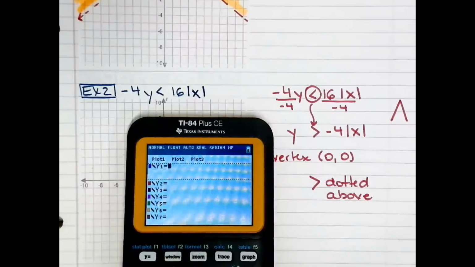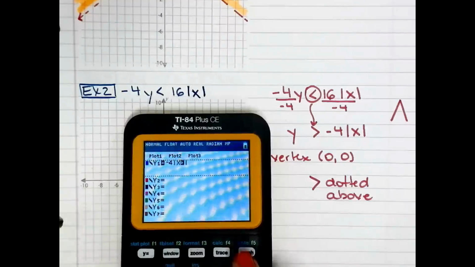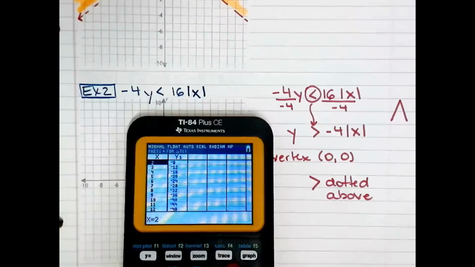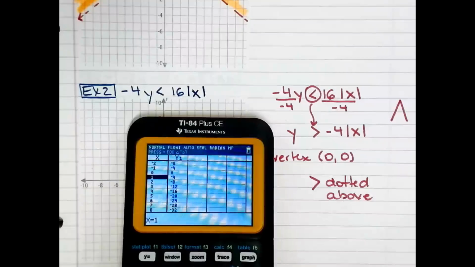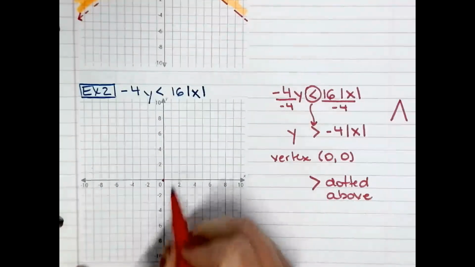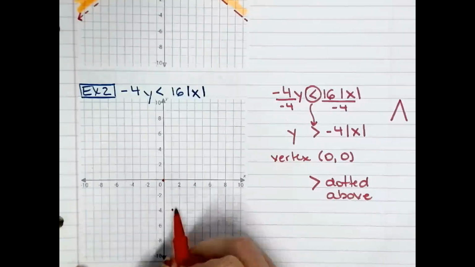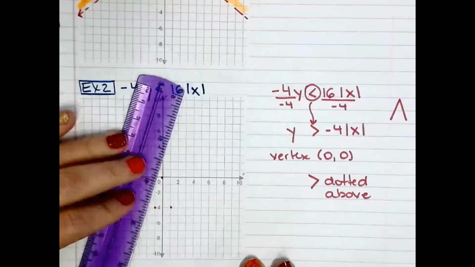So, handy dandy calculator: -4 absolute value of x. You know your vertex is right there at (0, 0). You can just easily choose the next point over: (1, -4), right there. So (1, -4), and then you reflect that: (-1, -4).